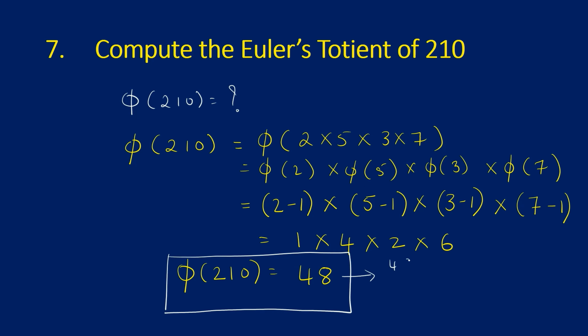That is, there are 48 numbers which are unknown, so I represent them as x, which satisfy the condition that the GCD of those numbers with respect to 210 is 1. So there are 48 numbers which are relatively prime to the number 210.